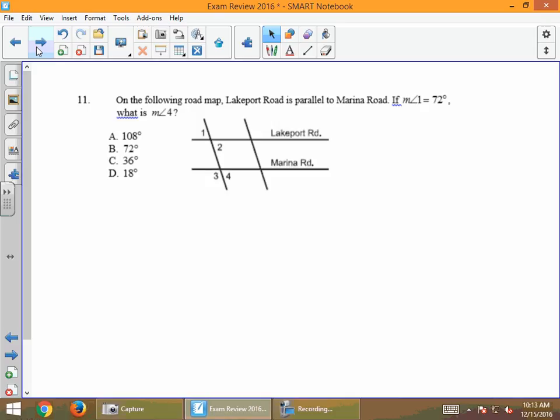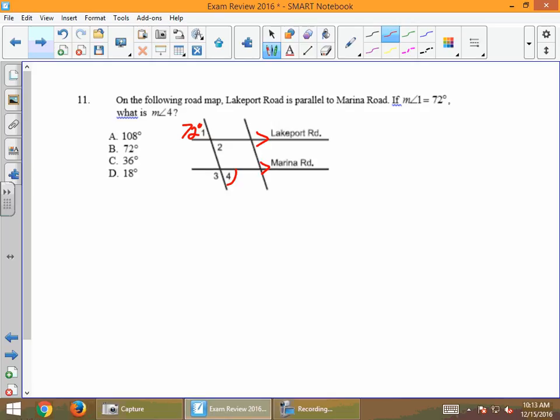Awesome. I've got some information. I've got a picture. I better be labeling the information on said picture. So I know angle 1 is 72 degrees. And I know that those roads are parallel. So I'm going to mark that those are parallel. And I want to figure out what this angle is down here, angle 4. So what is going to be the measure of angle 4?